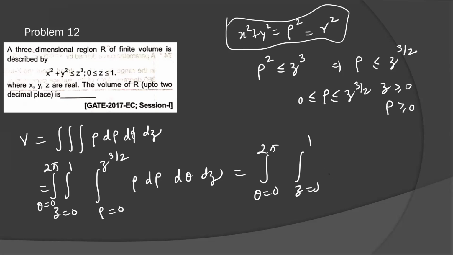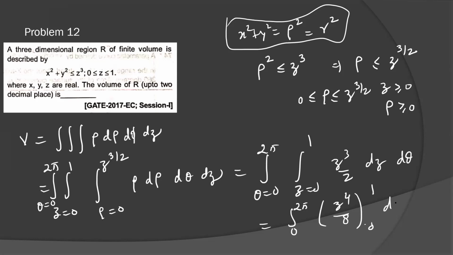So it will give you theta equal to 0 to 2 pi, z equal to 0 to 1. It will become rho square by 2, which means z cube by 2 dz d theta. So it will give you theta 0 to 2 pi, z to the power 4 by 8, 0 to 1, d theta. Ultimately, you will get pi by 4. This is the answer. We have a second method also.